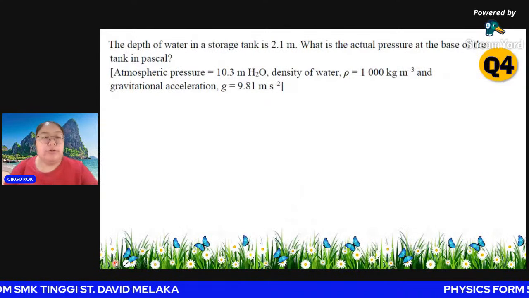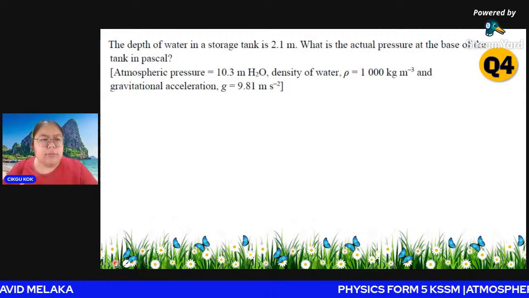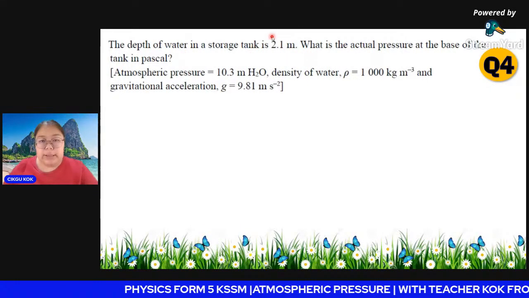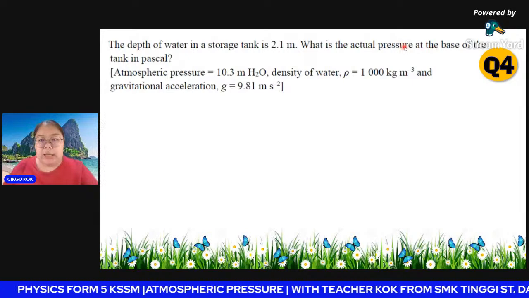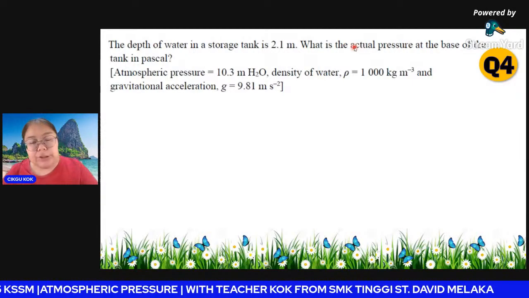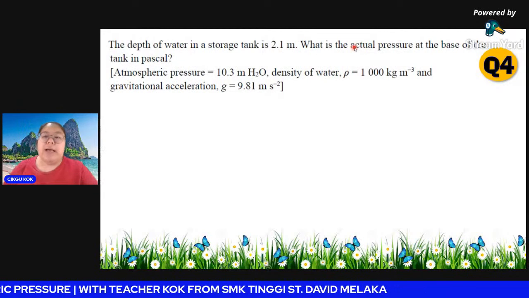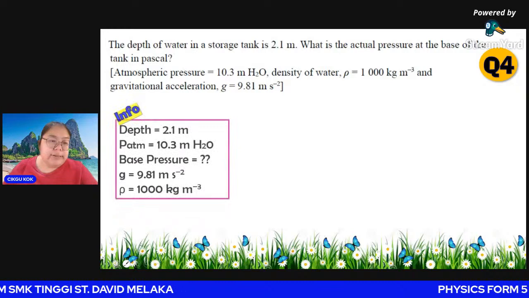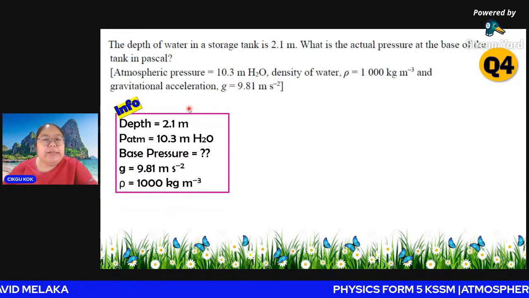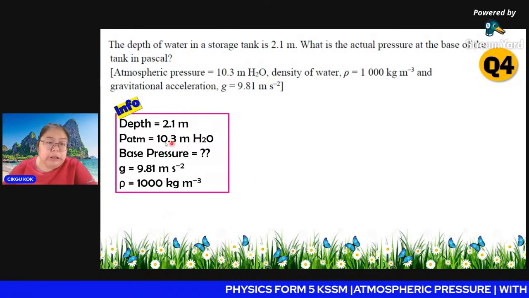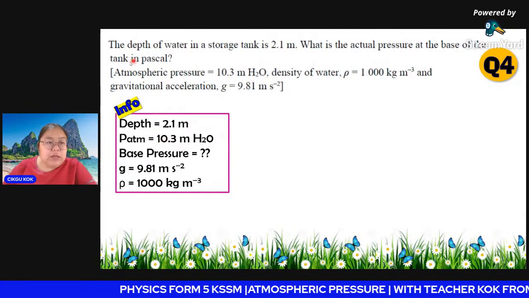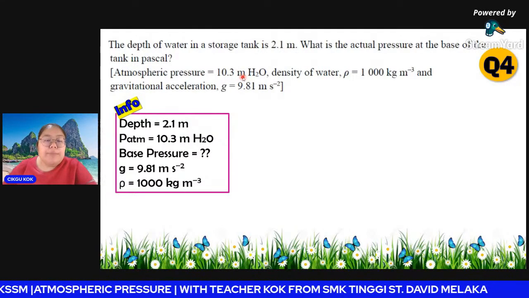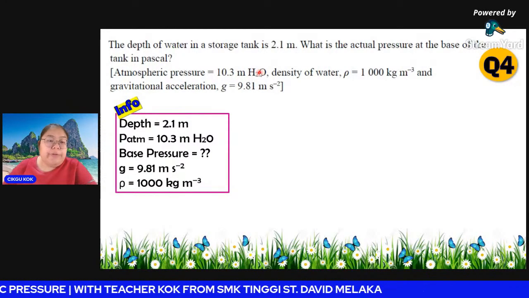Then we go to question number 4. Number 4, they say the depth of the water in the storage is 2.1 meter. What is the actual pressure? So the keyword is actual pressure, understood as the actual pressure at the base of the tank in Pascal. So we write the info first. For the dam, the depth is 2.1 meter. Then the atmospheric pressure, calculated by water, is 10.3 meter H2O. That means for the water.